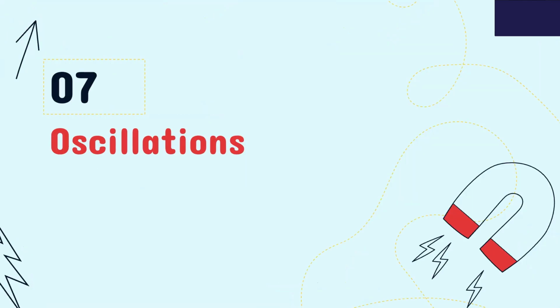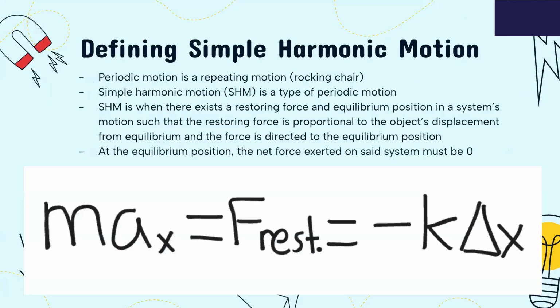All right, final unit, oscillations. Okay, so first let's define simple harmonic motion. Periodic motion is defined as a repeating motion, like a rocking chair. Simple harmonic motion is a type of periodic motion. It exists when there's a restoring force and an equilibrium position in a system's motion, where the restoring force is proportional to the object's displacement from equilibrium, and the force is directed to the equilibrium position.